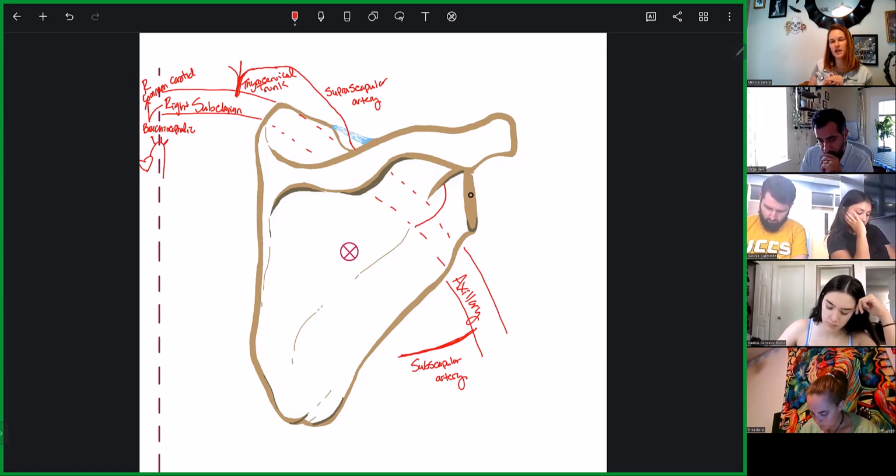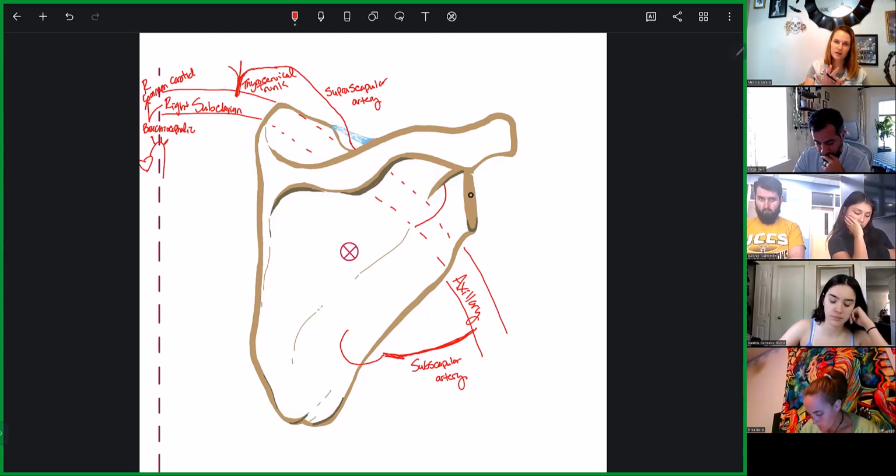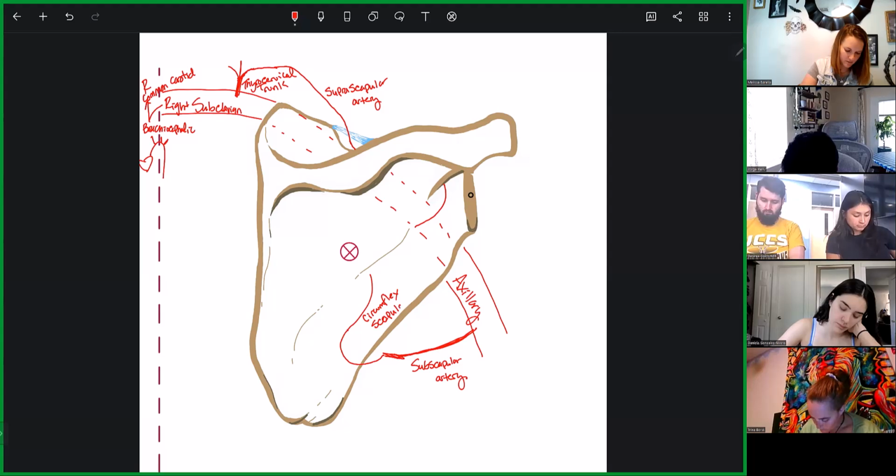Now, because this one kind of came from underneath, it has to kind of loop around to get onto the back side of the scapula again. And when it loops and creates this circle, this one gets to be named the circumflex scapular artery.